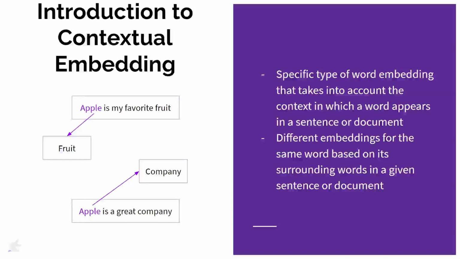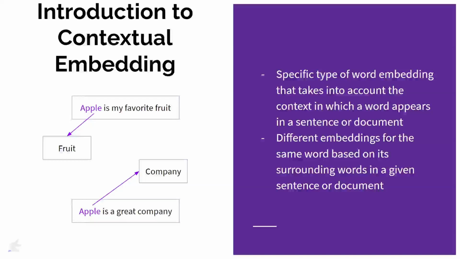Contextual embedding refers to a type of word embedding that takes into account the context in which a word appears in a sentence or document. Unlike traditional word embeddings, which assign a fixed representation to each word regardless of context, contextual embeddings generate different embeddings for the same word based on its surrounding words in a given sentence or document. Contextual embeddings are obtained from models trained using unsupervised learning, such as BERT and GPT.